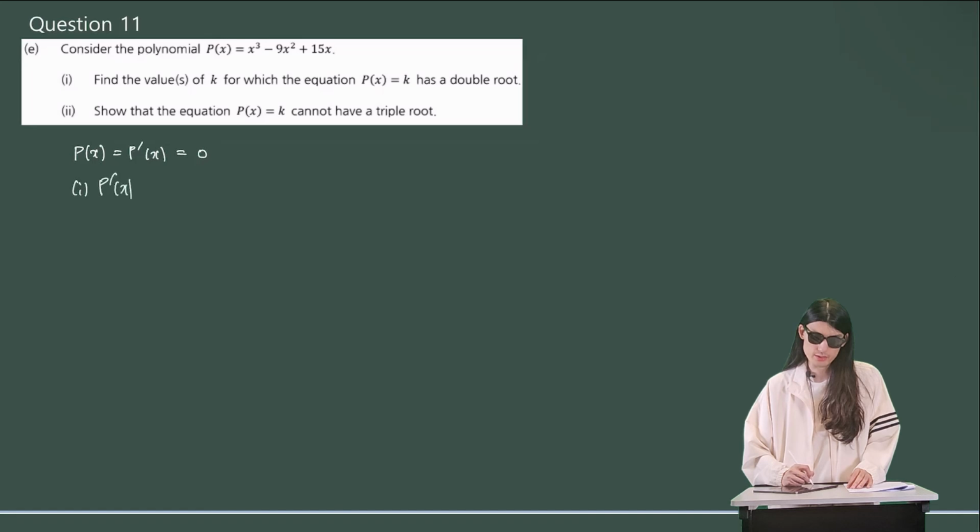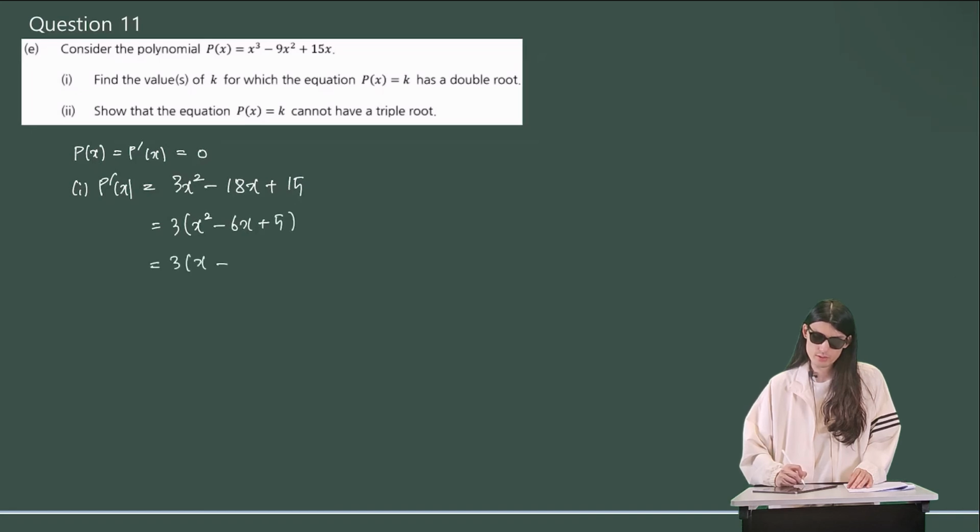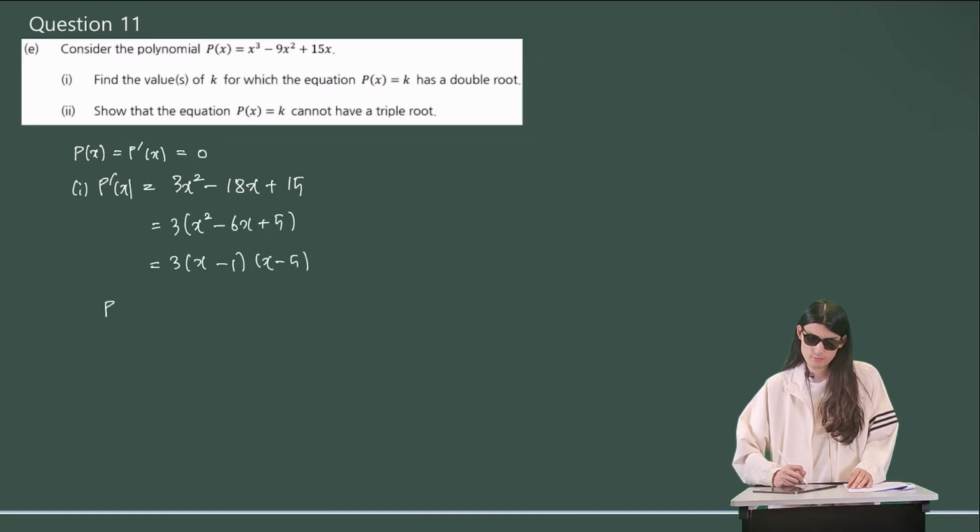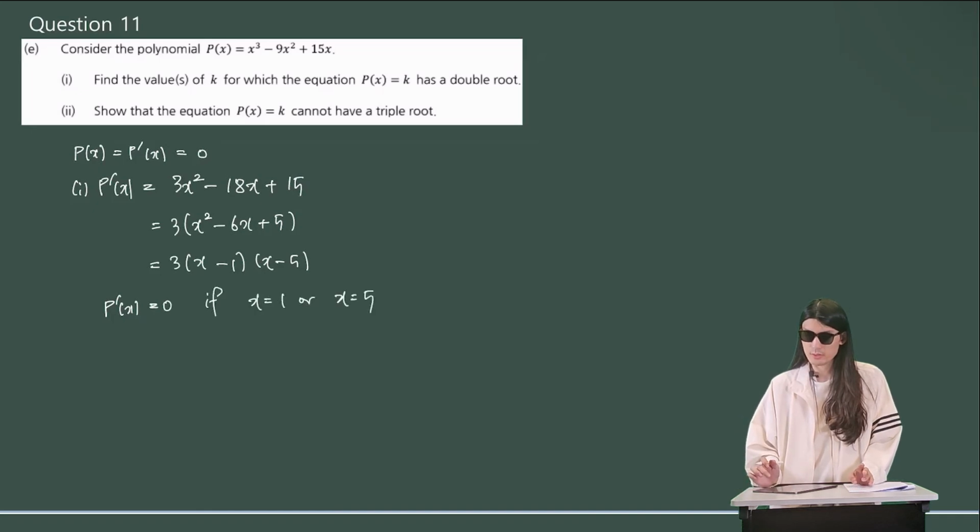Okay? So, let's consider p dash x. 3x squared minus 18x plus 15. 3 is a factor. Factorize the quadratic. And what can we see? P dash x is equal to 0 if x is equal to 1 or 5 is what we can see, isn't it?